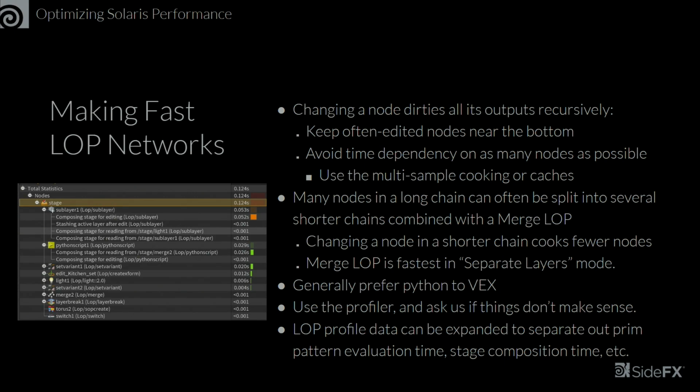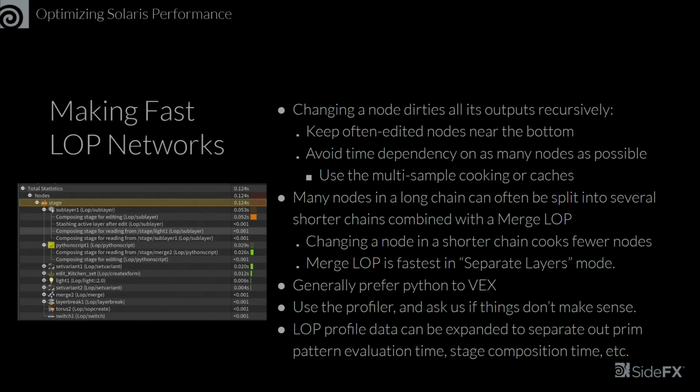Python is better for USD, VEX is better for Houdini geometry, so you have to make that decision. And then, always use the profiler. If you're not sure, or even if you think you are sure, use the profiler. And if you see something in the profiler that doesn't make sense, why is this node taking 4 minutes? Let us know, because we want to make things faster too.